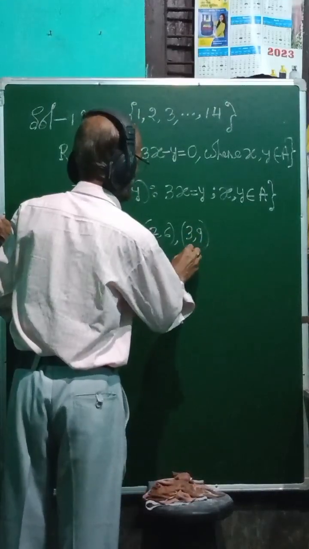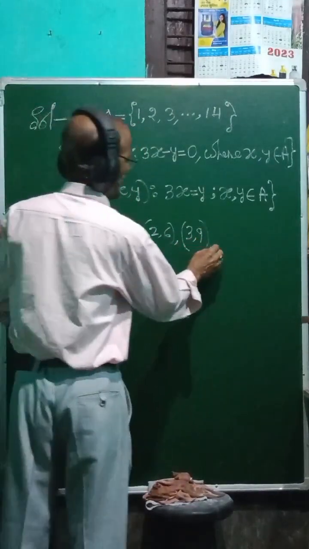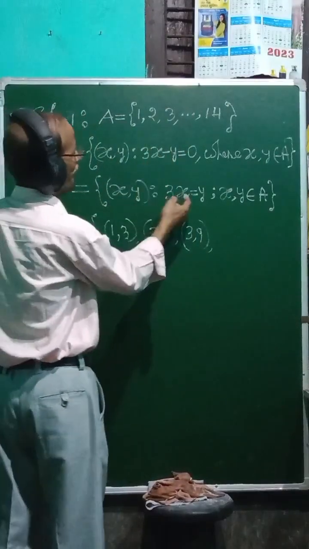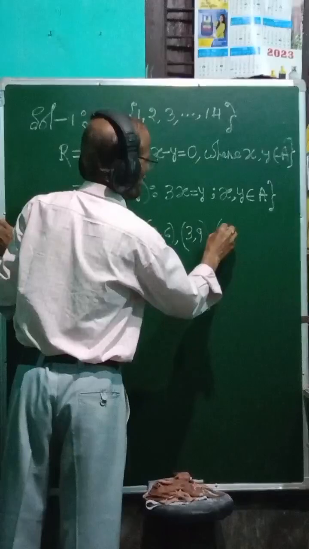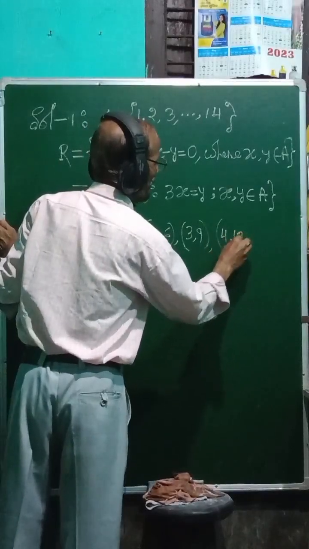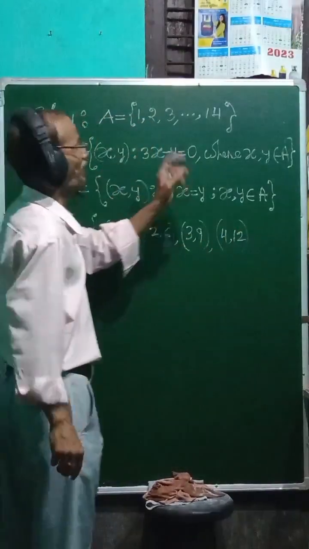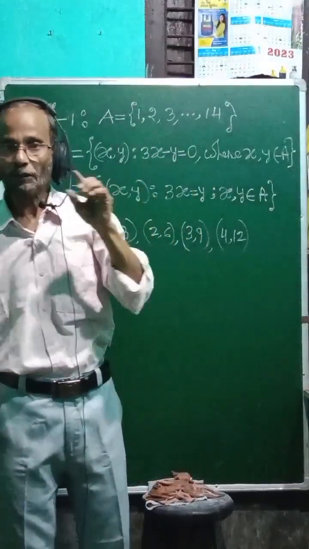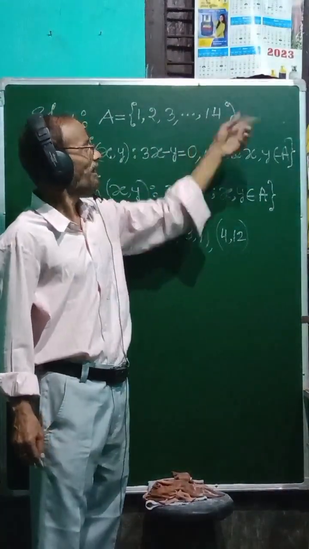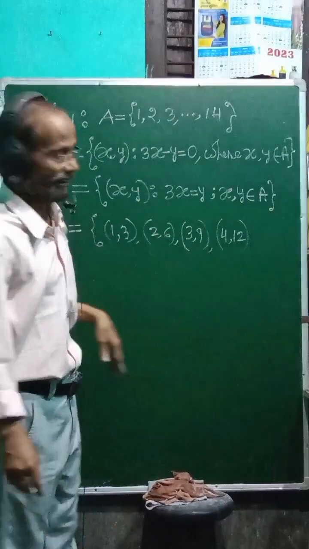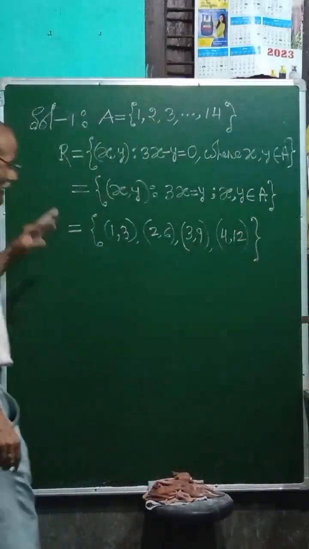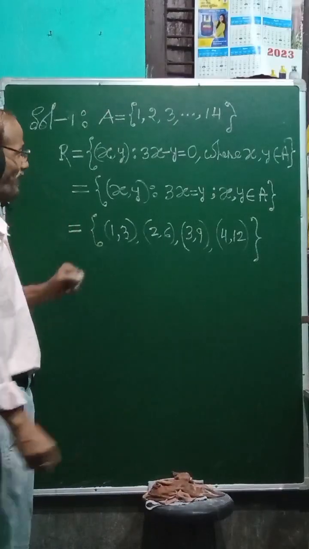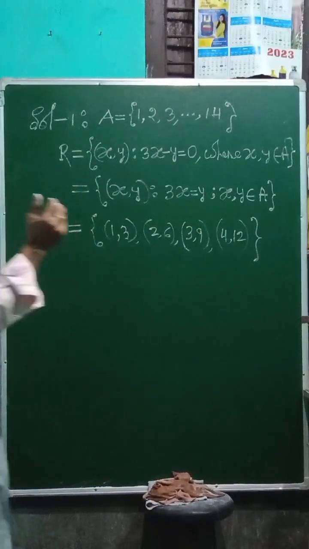So this pair is satisfying that. And then 4. 4 into 3 equal to 12. Look at here, yes, 12 is there. Then 5. 5 into 3 equal to 15, but 15 is outside the set. So it closes here. Okay. Now you have to find out the domain, range, and codomain.